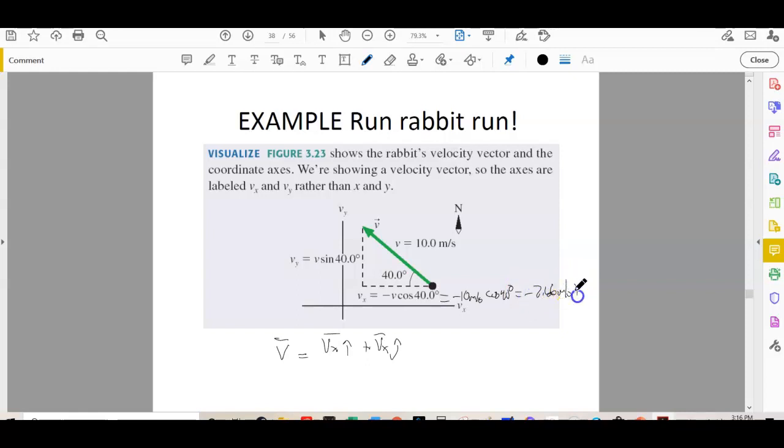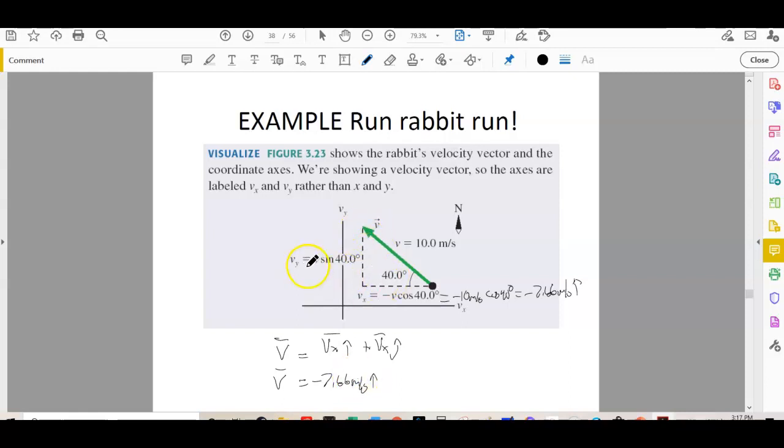And that's pointing in the i hat direction. So that component is going to be negative 7.66 i hat. Okay? Oh, I forgot the units. Don't forget the units. Meters per second i hat.